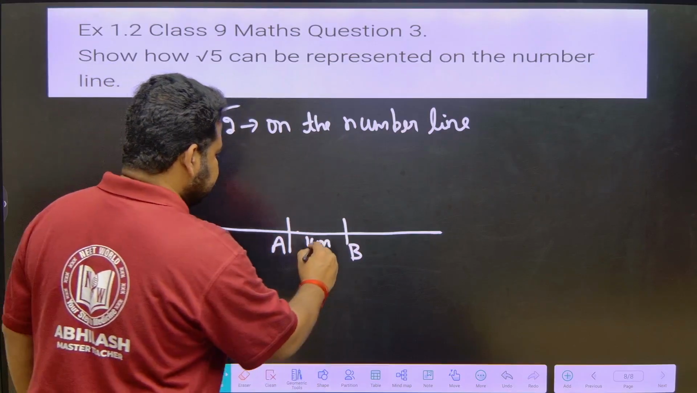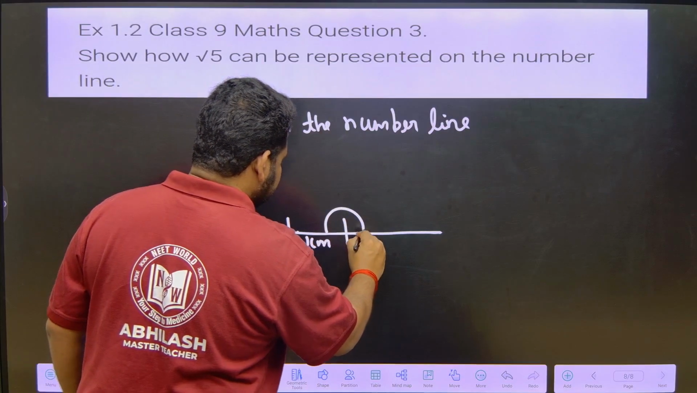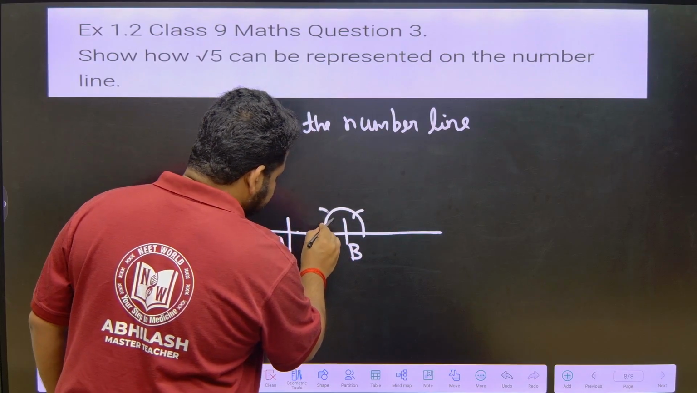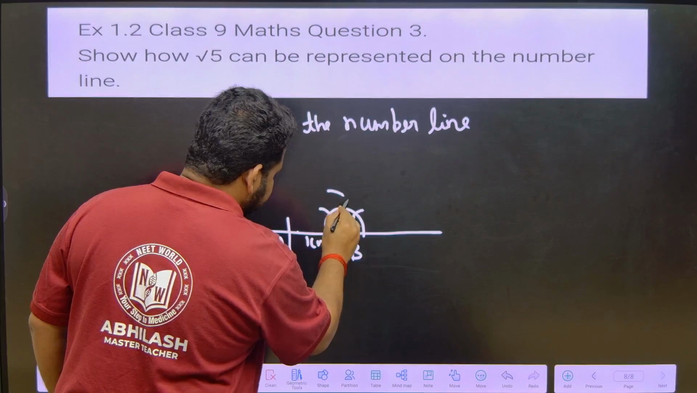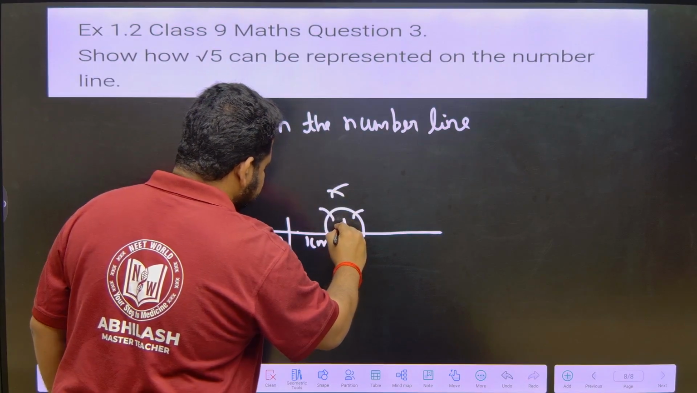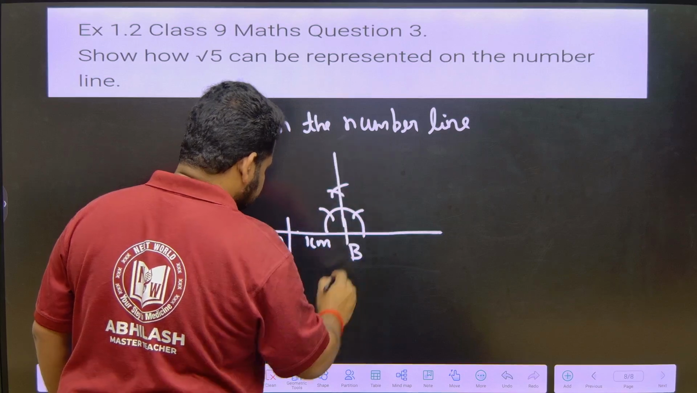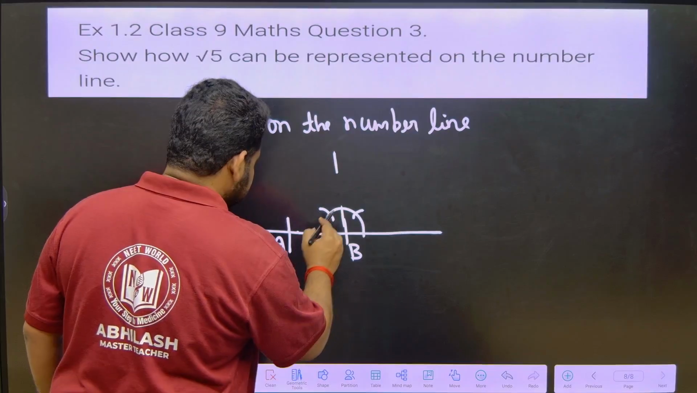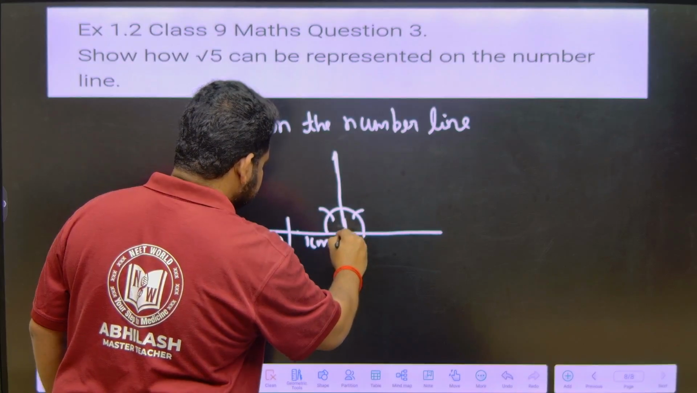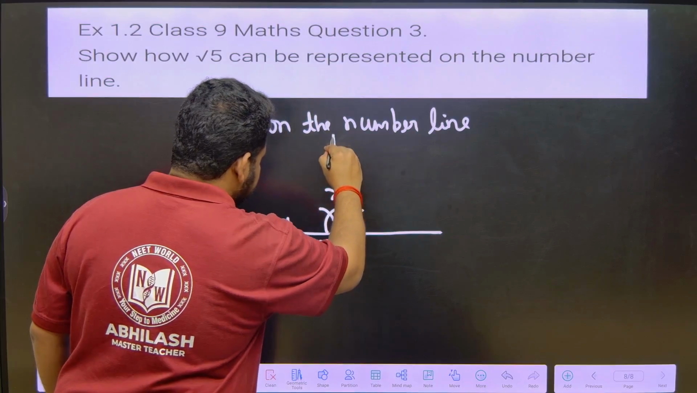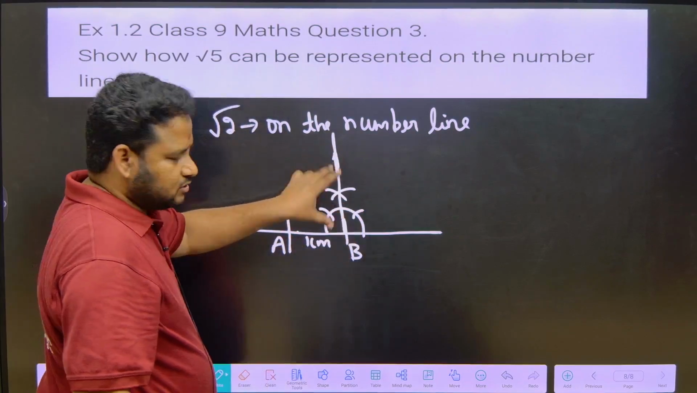So to get 90 degrees, you will draw an arc here. From here you keep the compass and draw an arc. Keep the compass here and draw an arc here, and again here. Now if you join this, you will get a straight line.